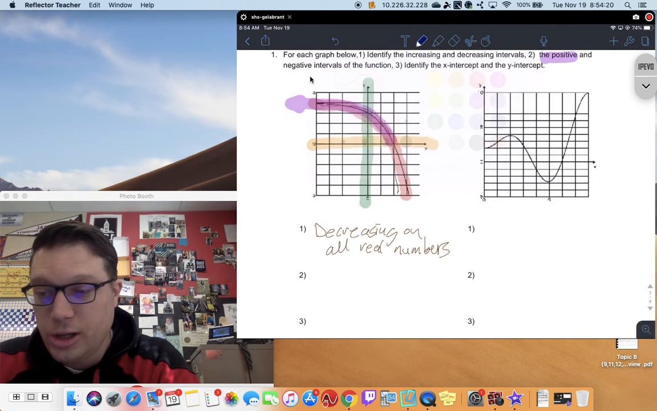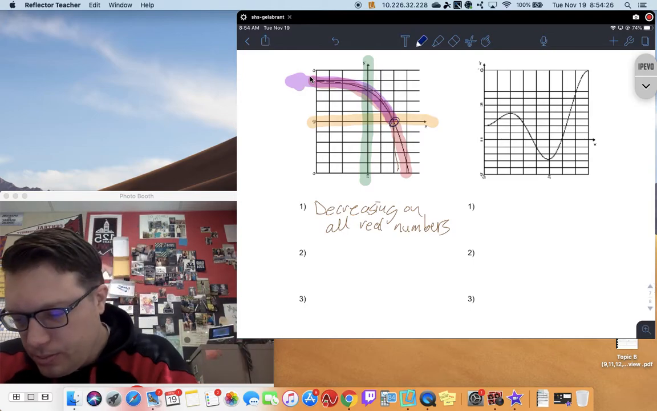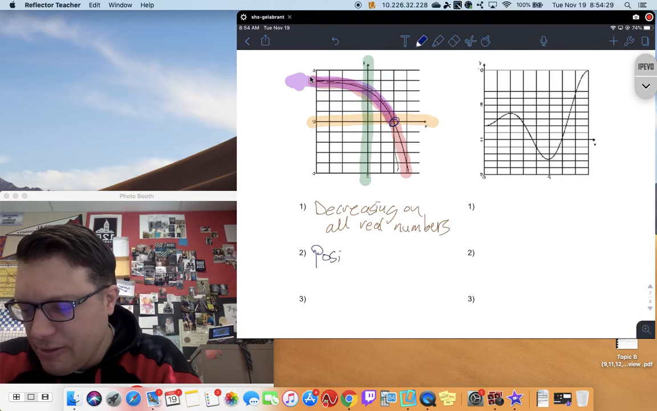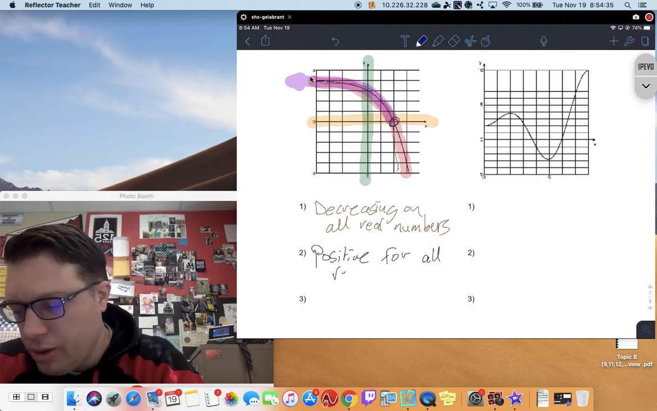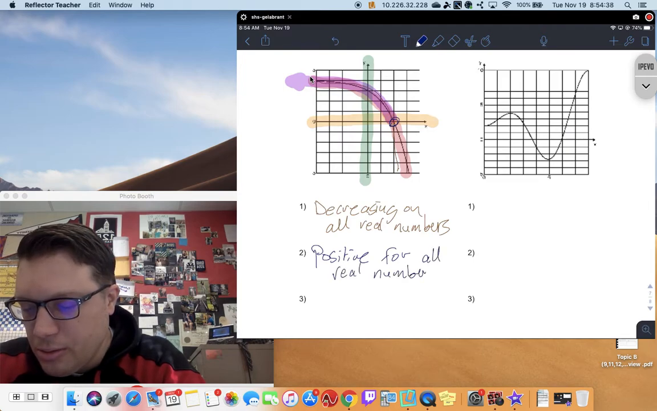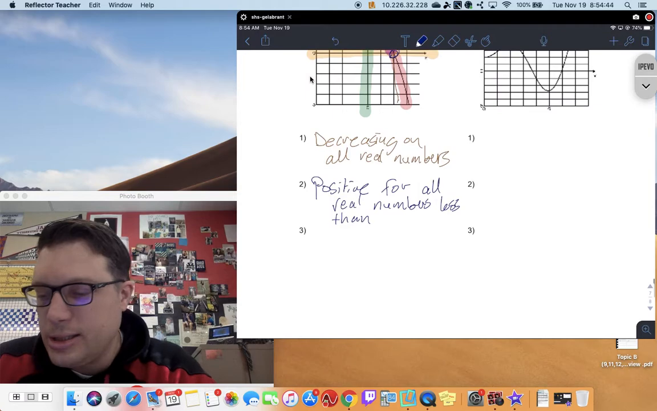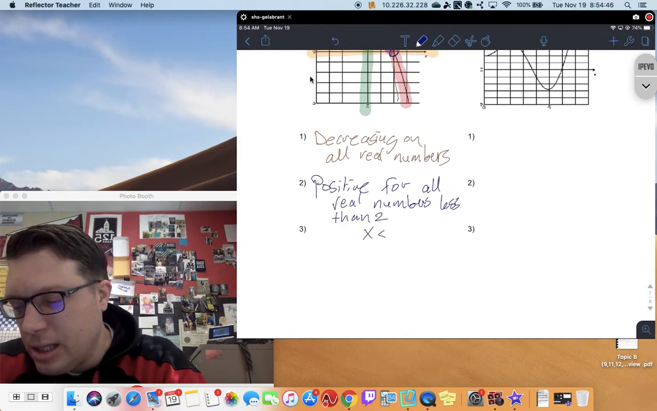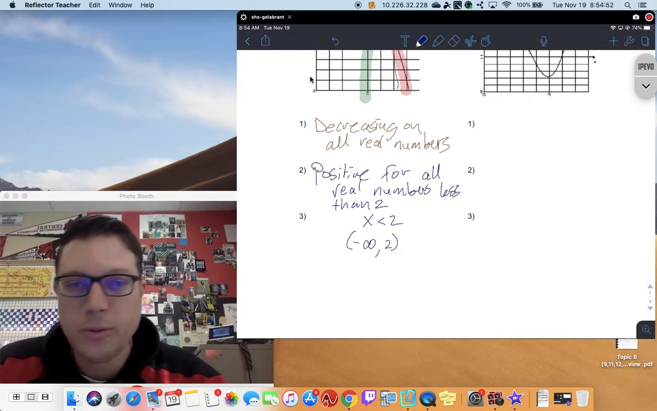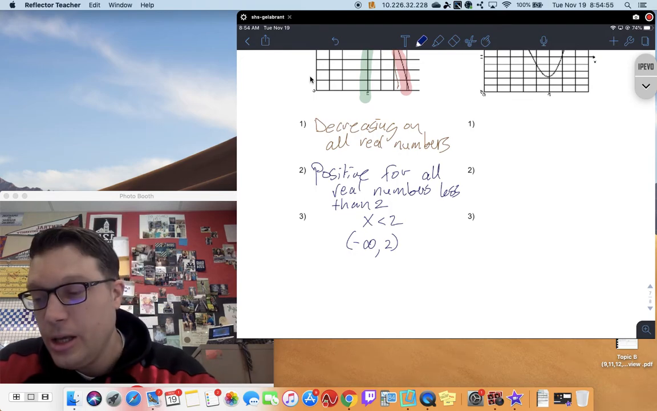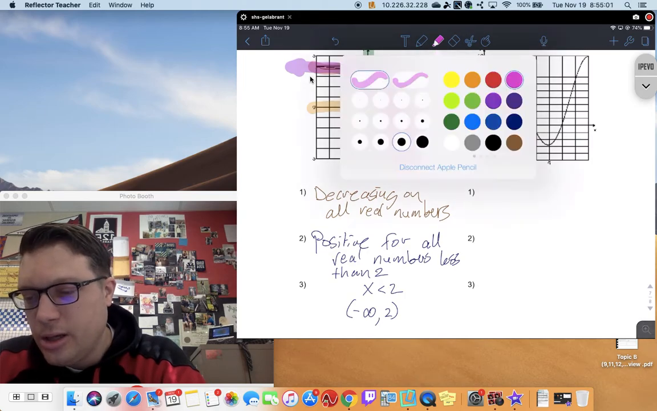To answer the second statement, this looks like about x equals 2. So the function is positive for all real numbers less than 2. The way that we can write that with notation you're probably going to see is to say x is less than 2, or to say it this way, negative infinity, comma 2 with parentheses. That's what that means. To say where the function's negative means to go from that point beyond.